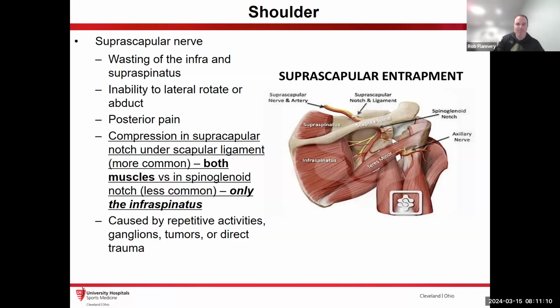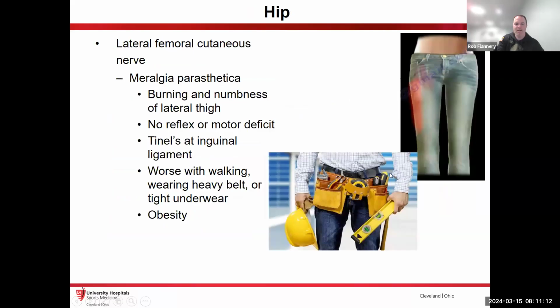All right, so we're gonna move on to the hip, getting into the lower extremity. So this is the answer to the question at the beginning of the talk, right? The lateral femoral cutaneous nerve, that neuralgia paresthetica. You get burning and numbness of the lateral thigh. There's no reflex or motor deficit, so this is all sensory. You can do Tinel's at the inguinal ligament. It's going to be worse with walking, wearing a heavy belt or tight underwear.